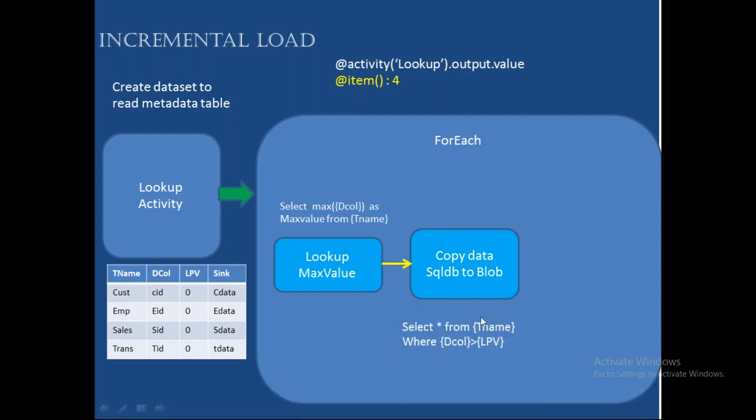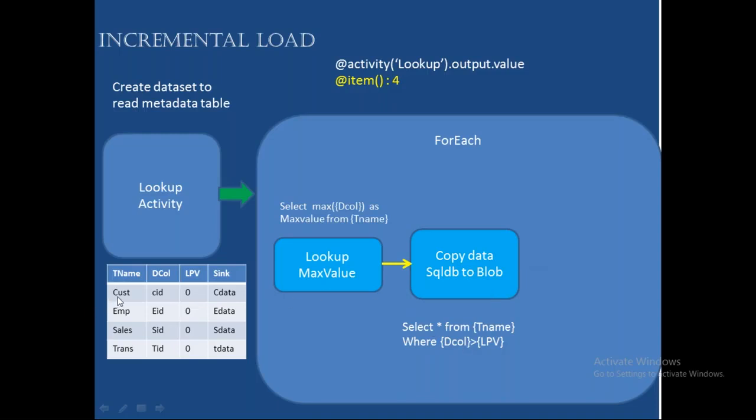Select star from table. Table name I need to pass dynamically. Where delta column greater than last processed value. Let's consider the first table. Table name is going to be cust. So it will become select star from cust where delta column CID greater than last processed value, greater than 0. Whatever records I have, all those records I will take and I will load it into the blob storage. This is clear.